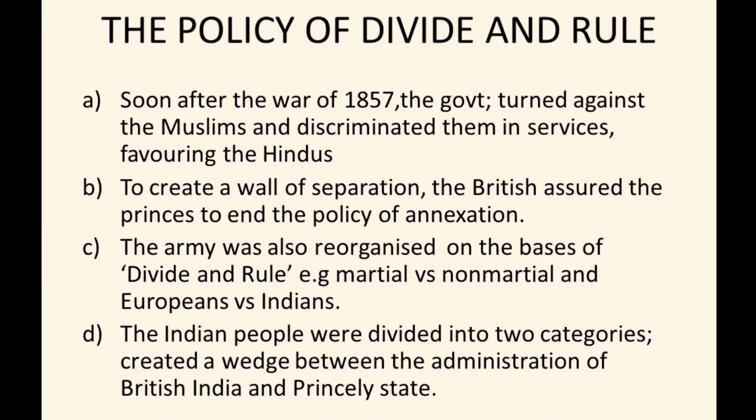Then comes the policy of divide and rule. Now what are the policies of divide and rule? They divided India into two. How? Soon after the war of 1857, the government turned against the Muslims and discriminated against them in services, favoring only the Hindus. When they started favoring only the Hindus, there was a wedge between the Hindus and the Muslims. That means they created a wall of separation, even between the princes and the chiefs.